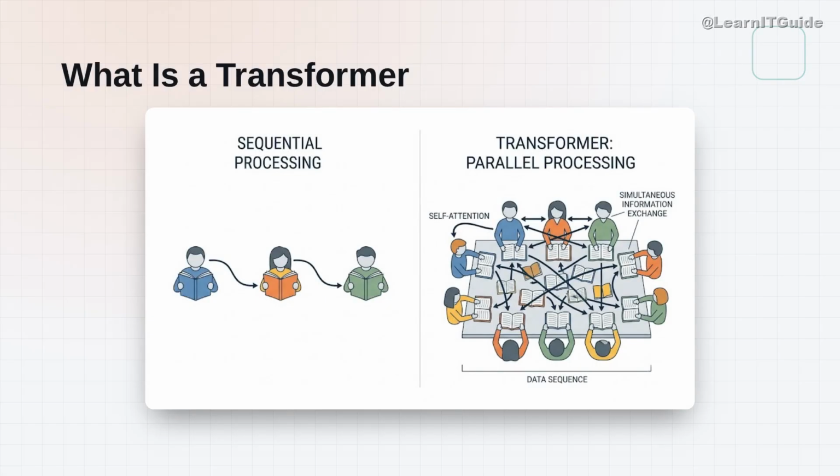Now, what is a transformer really? It is an architecture that ditches the sequential relay race for a parallel approach. Think of it like a library reading room. In an old system, one person reads one book, then the next. In a transformer, you have an entire team of experts. They all sit at the table, look at every single page of every book simultaneously, and exchange notes about how the information connects. They do not wait for one another. They look at the whole context at once. That is the power of the self-attention mechanism.